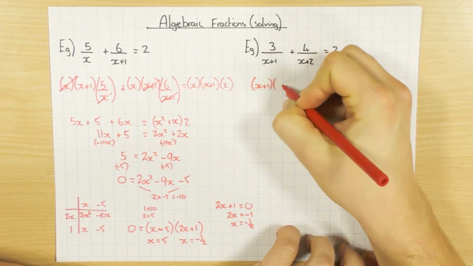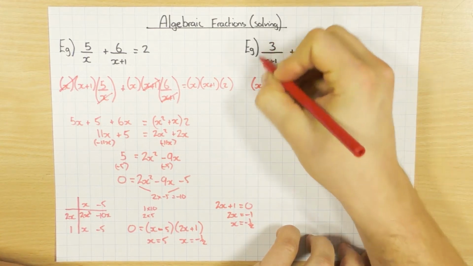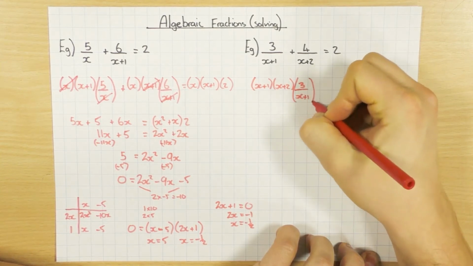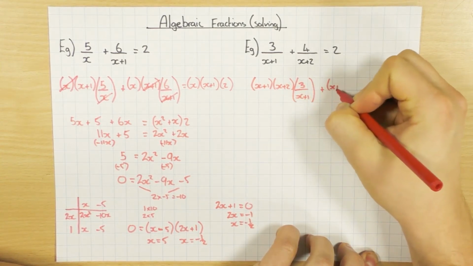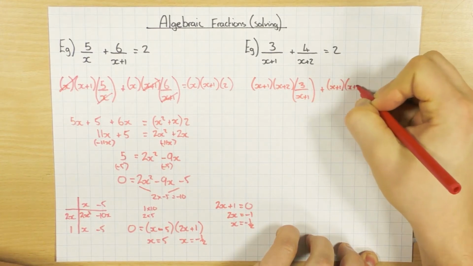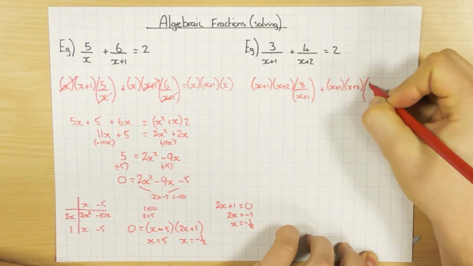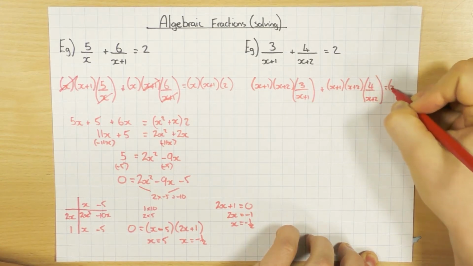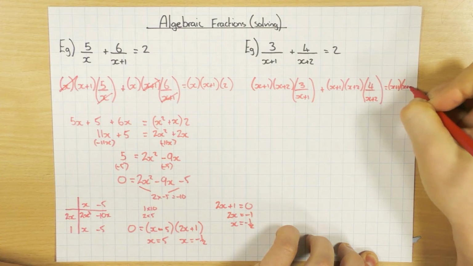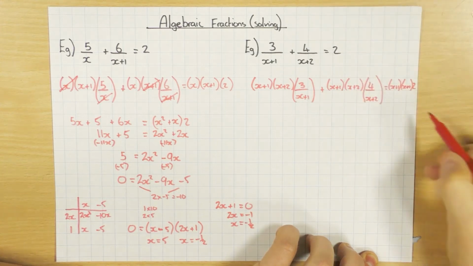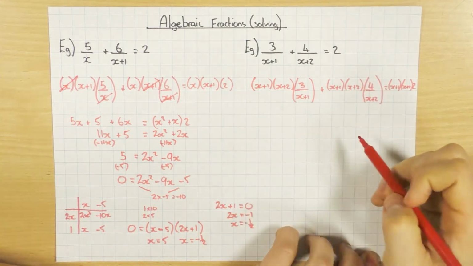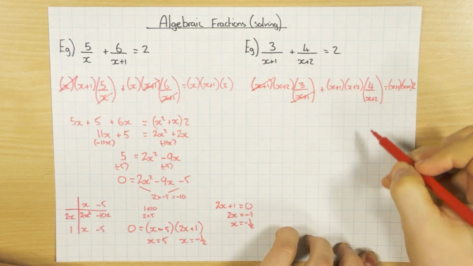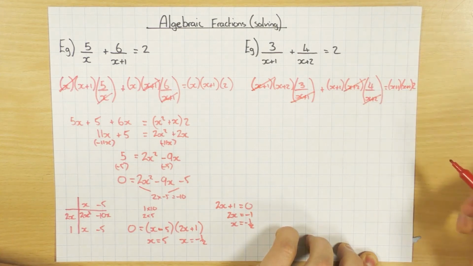x plus 1, x plus 2 times this, plus the x plus 1 times the x plus 2 times that. And that equals the x plus 1, x plus 2 times the 2. Sorry, that's a bit squished in there, but hopefully from that you can get the idea. So why do we do that again? We can cancel it, x plus 1 and x plus 1, x plus 2, x plus 2.